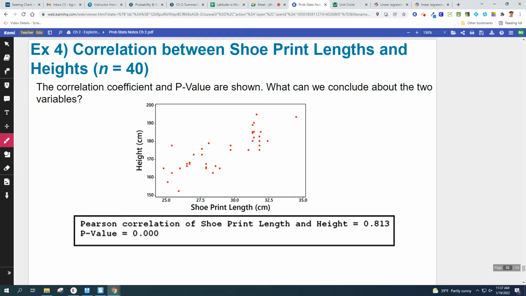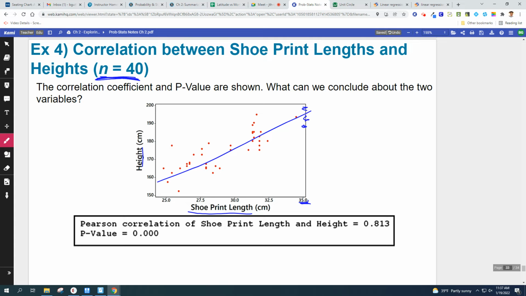Now, example 4 is the exact same example. We're still talking about shoe print and height, but this time it bumps it up to 40 dots instead of 5 dots, and that looks a lot better. It's way more obvious that these dots are going uphill. It seems like it would not be by chance. If I wanted to come over here to 35, I could guess there's going to be a point in here somewhere, right? I've got a pretty good idea of what's happening there.